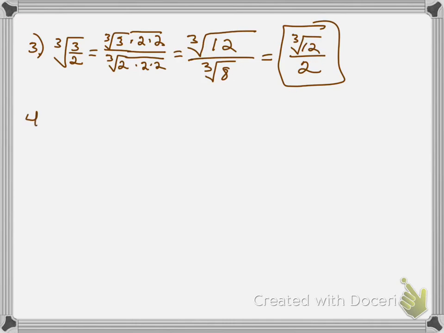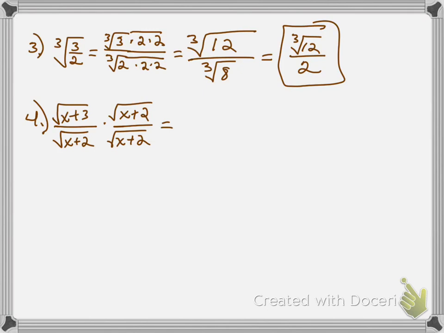Let's do number 4. So here we have the square root of x plus 3 over the square root of x plus 2. Same principle. You got the square root of x plus 2, multiply top and bottom by the square root of x plus 2. Your answer for the bottom will be x plus 2.